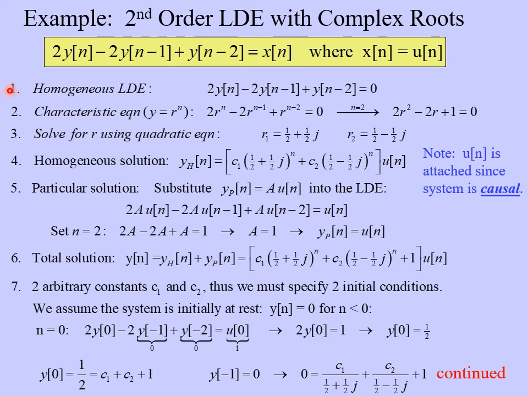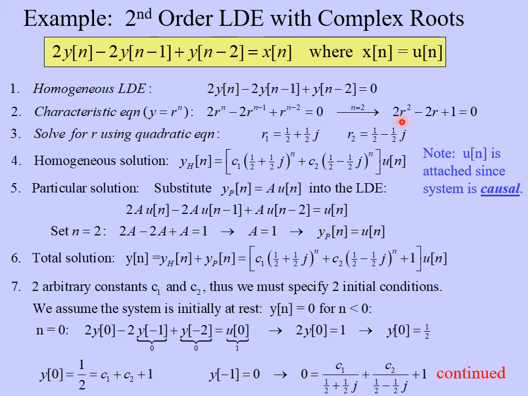All right, so here are all our steps. We're going to start with the homogeneous linear difference equation. All we do is make the right side equal to 0, and we get this form right here. The next step is to find the characteristic equation. Remember, what we do is we let y equal r to the n. So we get 2r to the n minus 2r to the n minus 1 plus r to the n minus 2. I'm just getting this right off of the linear difference equation, and that's equal to 0. And to solve this, we set n equal to 2, because that's our lowest power exponent here.